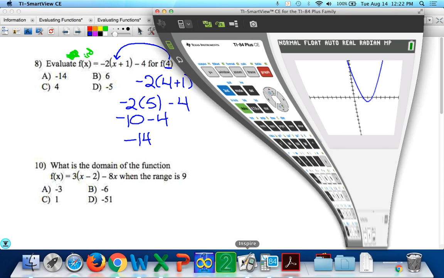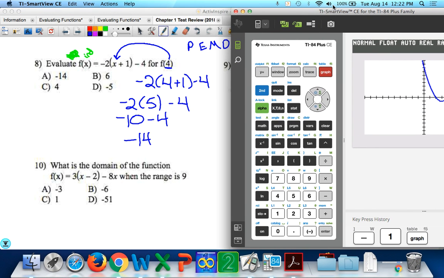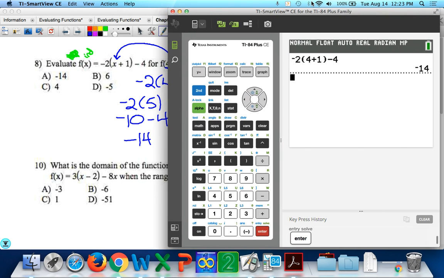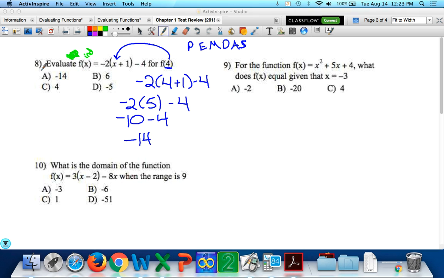Alternatively, once you figure out where you're plugging it in, you can just do all of this in the calculator. Our function is -2, and notice we're on the home screen now, so I cannot use the x. But that's okay, I want to use a 4 there, because it tells me what to use. Plus 1, close those off. Minus 4, press enter, and you get -14, just like we said.